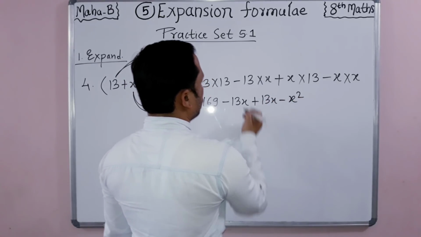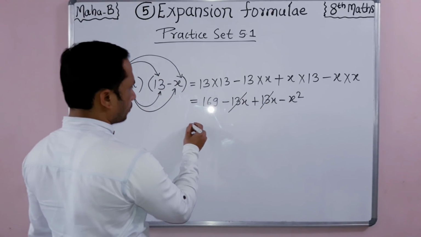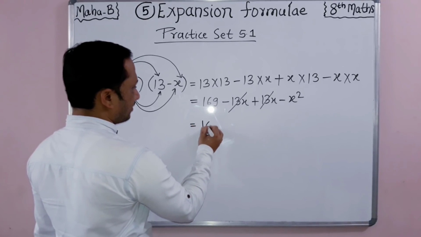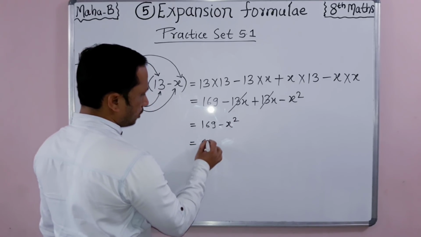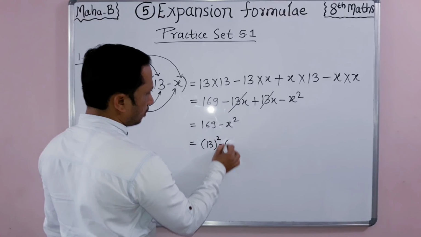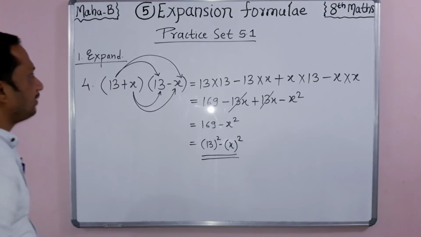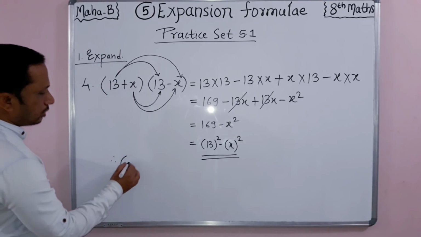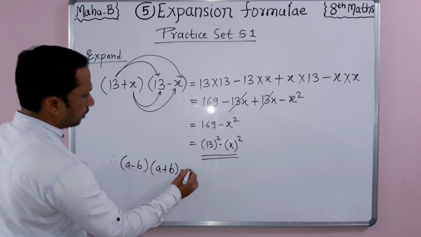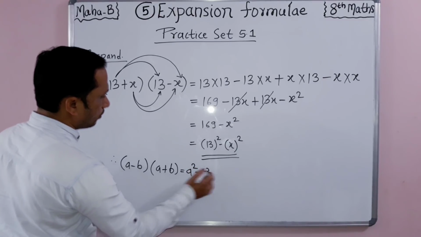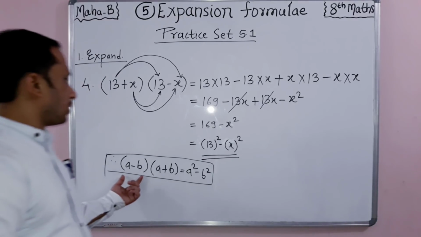So this minus 13x and plus 13x will cancel each other. What will be remaining? This is nothing but 169 minus x square, and simply I can write this as 13 square minus x square. This is similar to the identity: (a minus b)(a plus b) is equal to a square minus b square. So this is one of the forms of the given solution.